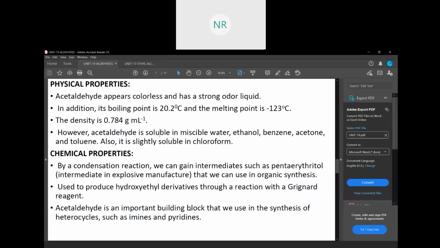So, chemical properties of acetaldehyde. By a condensation reaction, we can gain intermediates such as pentaerythritol, an intermediate in explosives manufacturing, that is manufacturing of bombs, explosives, and dynamite. It can be used in organic synthesis to produce hydroxyethyl derivatives through a reaction with a Grignard reagent. Acetaldehyde is an important building block that we use in the synthesis of heterocycles such as imines and pyridines. Okay.